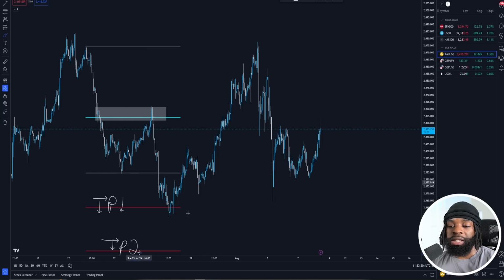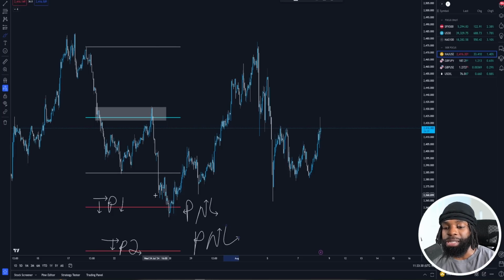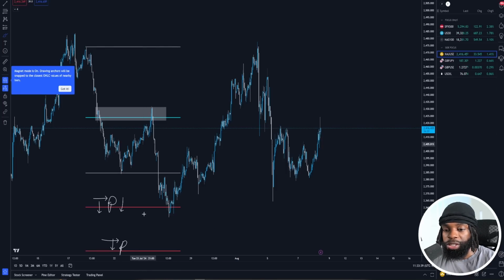So these marks are basically my potential new lows, and this is what I like to call my P&L. Usually 99% of the time, if it hits this mark, it's a potential new low. Doesn't mean it's going to reverse, but it's going to create that new low. That's kind of how I take my TP.